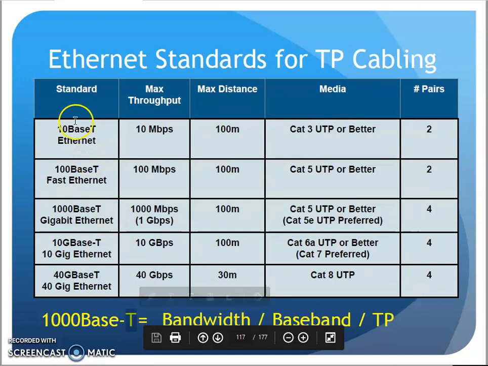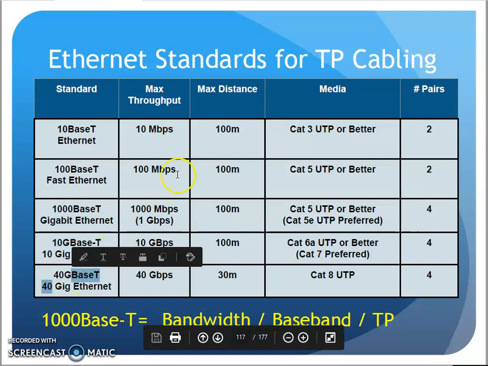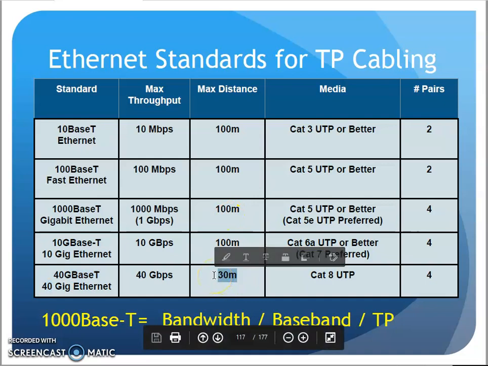So these now become super easy because they all end with base T, base T, base T, base T. The first part tells us our bandwidth. So 10BASE-T is Ethernet, 100BASE-T is Fast Ethernet, 1000BASE-T is Gigabit Ethernet, 10GBASE-T is 10 gig, 40GBASE-T is 40 gig. They're all pretty much designed to go 100 meters. The upper standards are designed for shorter distances because of the signal frequencies that they're using.